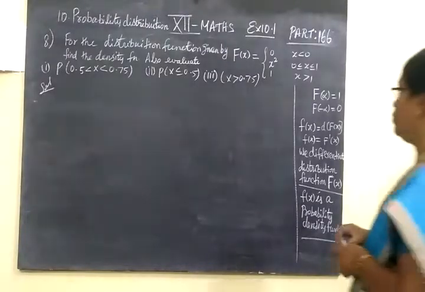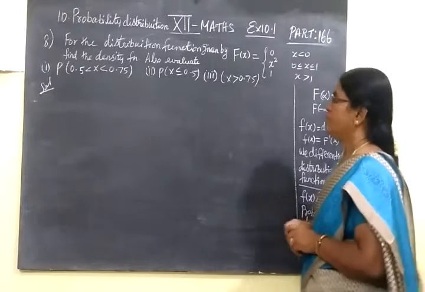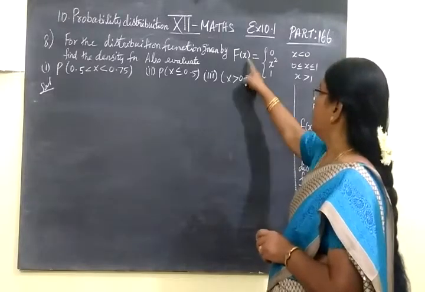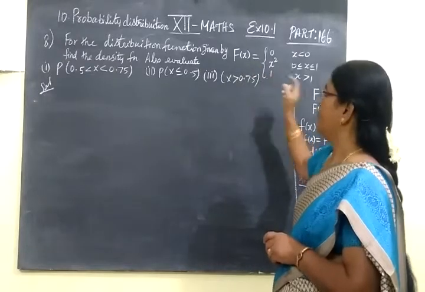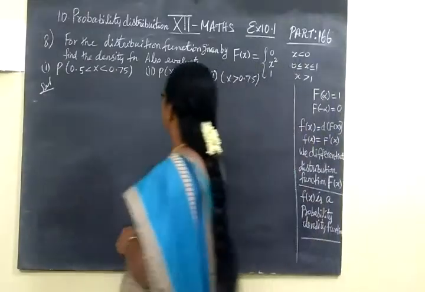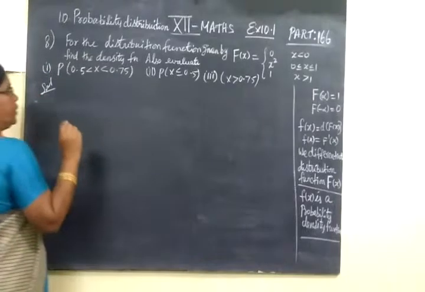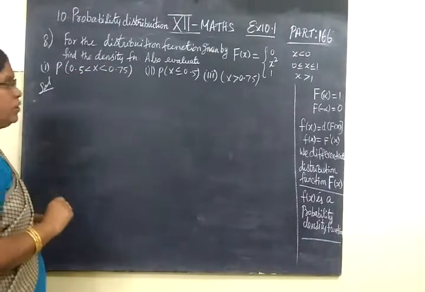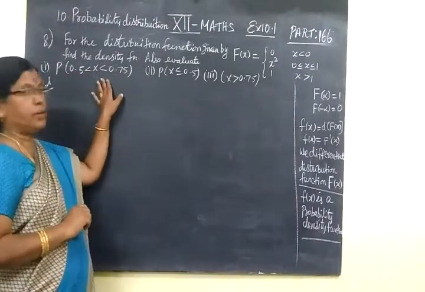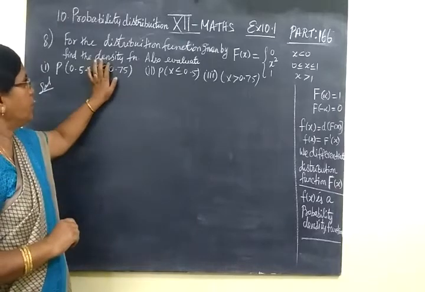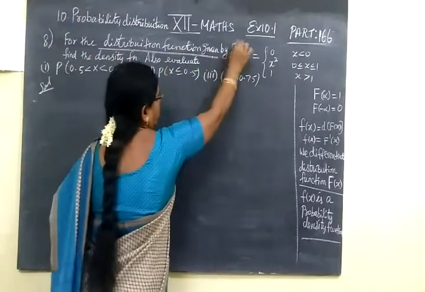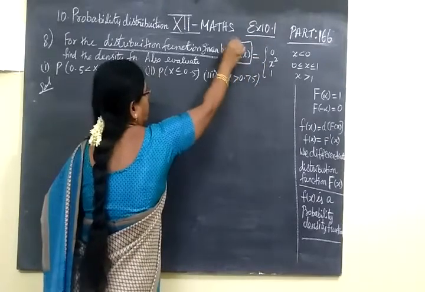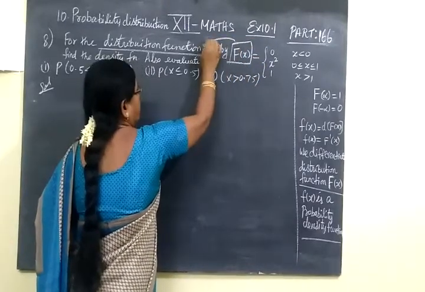Now we do part 163. For the distribution function given by F of x, that means capital F of x equal to 3 values given, we are going to find the probability density function. In this question, the probability density function is not given directly. It is given the distribution function. This capital F of x is known as the distribution function.